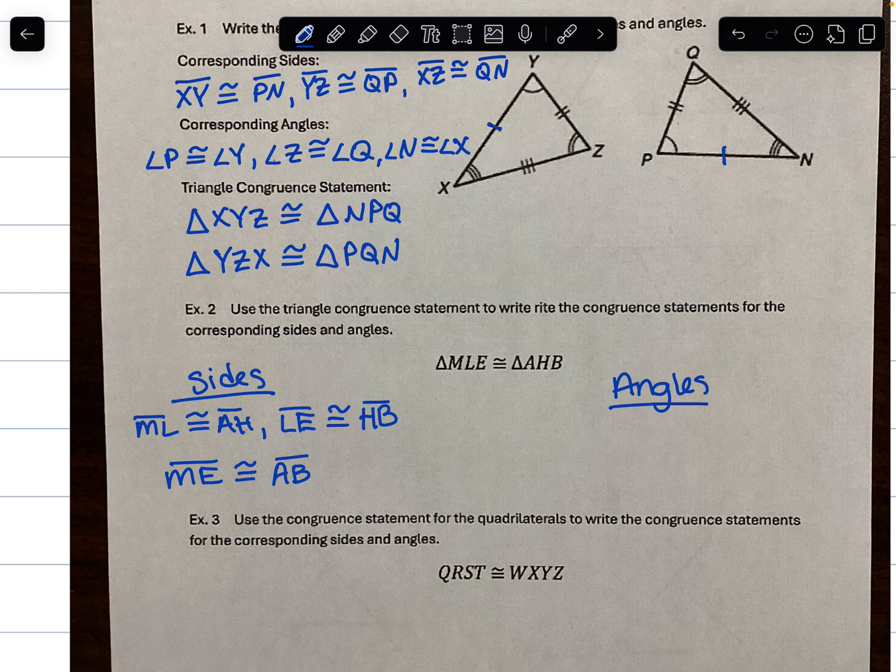Okay, somebody besides Austin, because he's already went. What are we doing? We're naming angles now. Angle M is congruent to angle A. Okay. Somebody else? Austin, you weren't supposed to go. Okay, what about the last one? Angle E is congruent to angle B. Thank you.